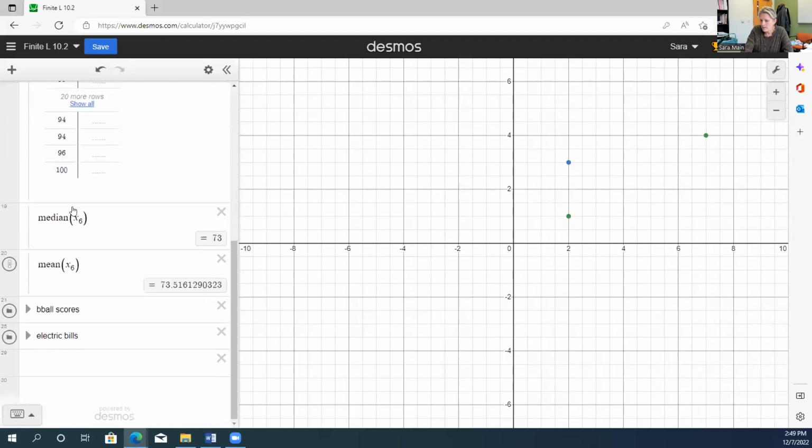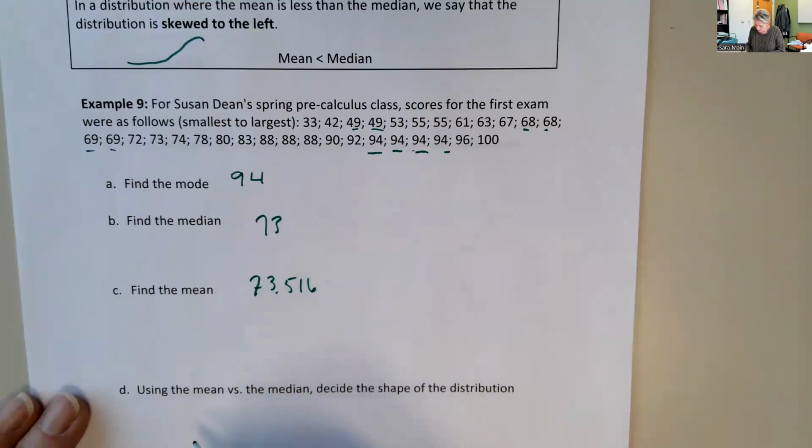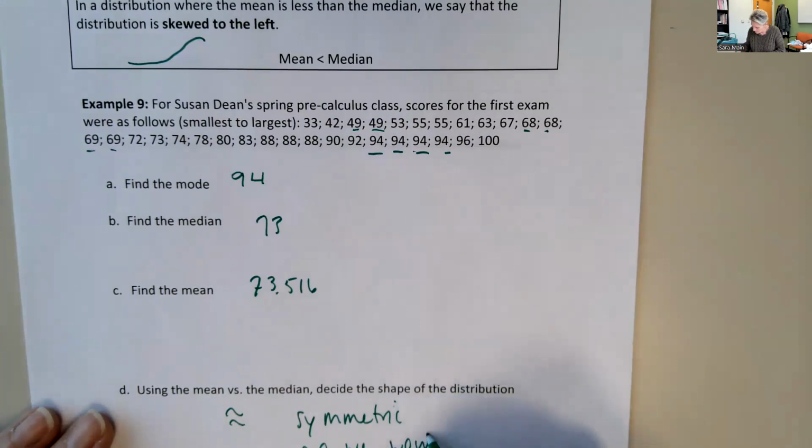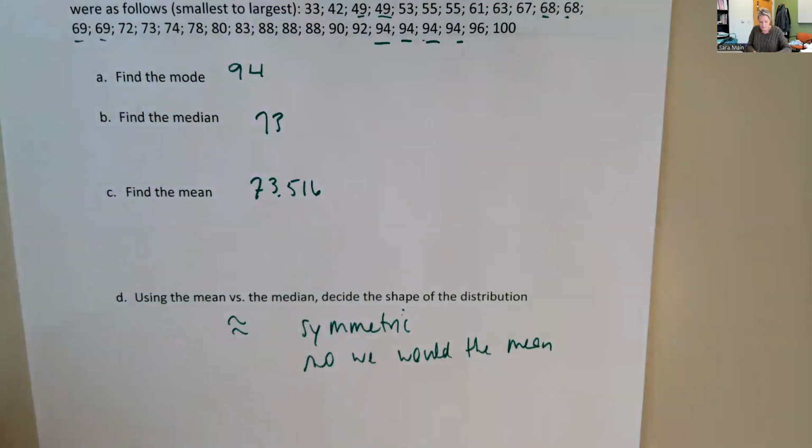When we put the data in here in Desmos, the median is 73 and the mean is 73.516. And they're very close together, actually. And so because they are approximately equal, we're going to say that our distribution is symmetric. And so we would choose the mean. Whenever your data is symmetric, we're going to choose the mean as your best measure of center.